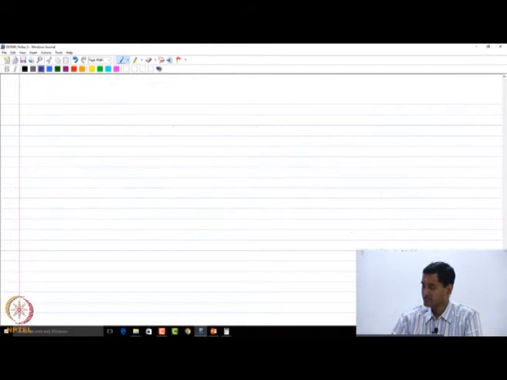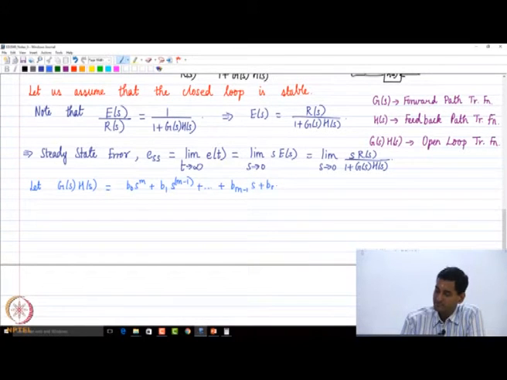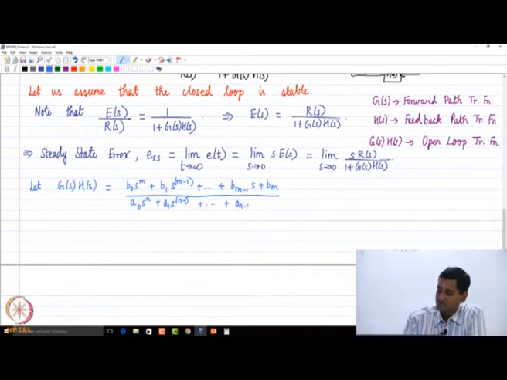Okay, so that is what we have for the steady state error. Now, let G(s)H(s) be expressed as, let us say, some (b0 s^m + b1 s^(m-1) + all the way till b_(m-1) s + b_m) divided by (a0 s^n + a1 s^(n-1) + all the way till a_(n-1) s + a_n).